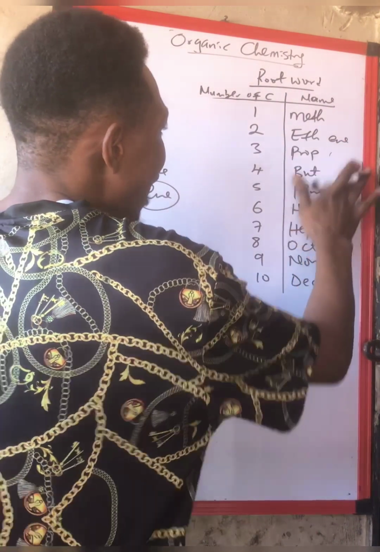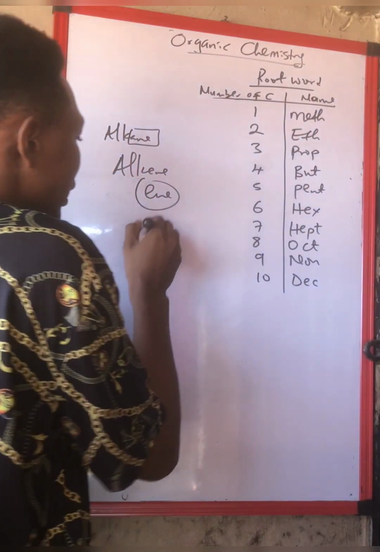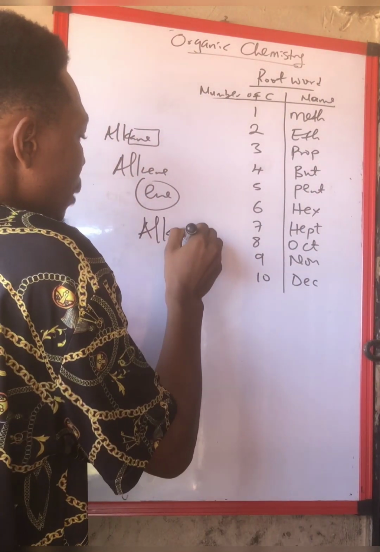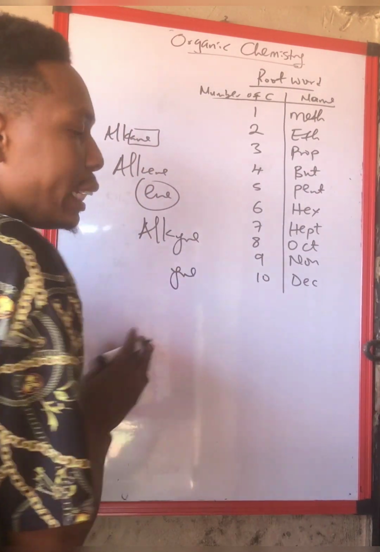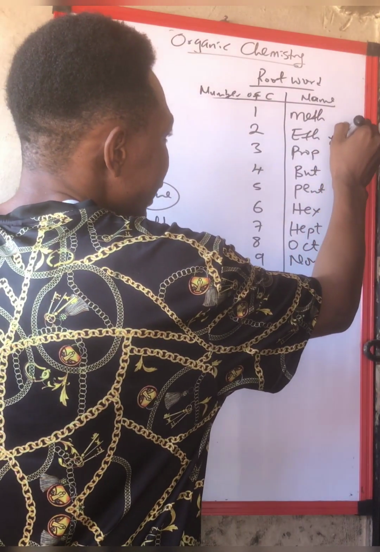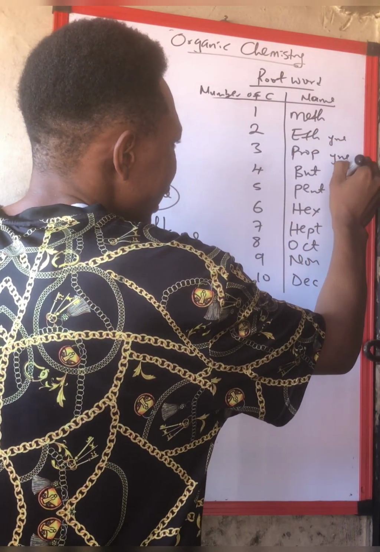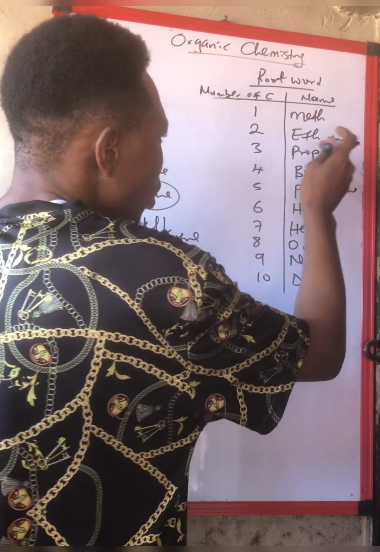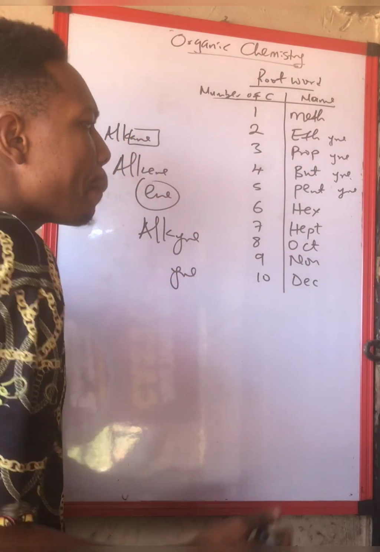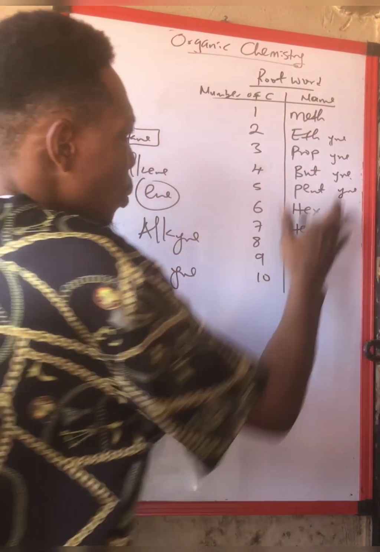Okay, if it's alkyne family, alkyne, the parent name ends with Y-N-E. It's just for you to be adding Y-N-E. It becomes ethyne, propyne, butyne, pentyne, and so on and so forth.